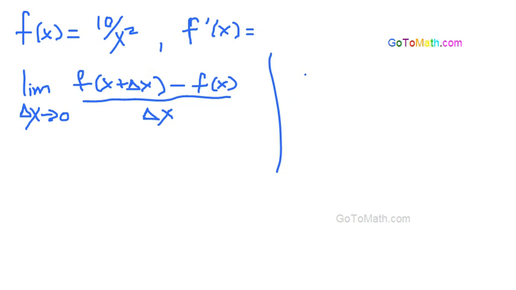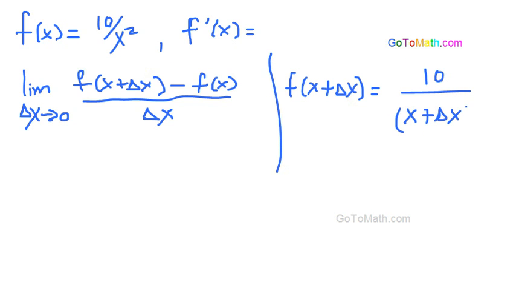x, and we'll just do that right over here. So f of x plus delta x is going to be equal to, so we're going to take this x plus delta x and plug it in where there's an x. So that's going to be 10 over x plus delta x quantity squared. See that? Now what we'll eventually need to do is expand this out, and I'm going to go ahead and do that right now.